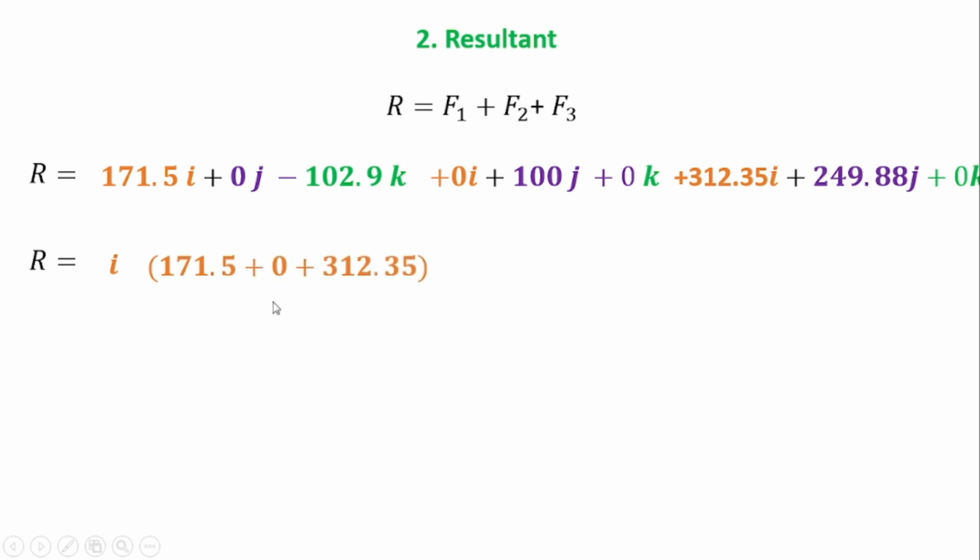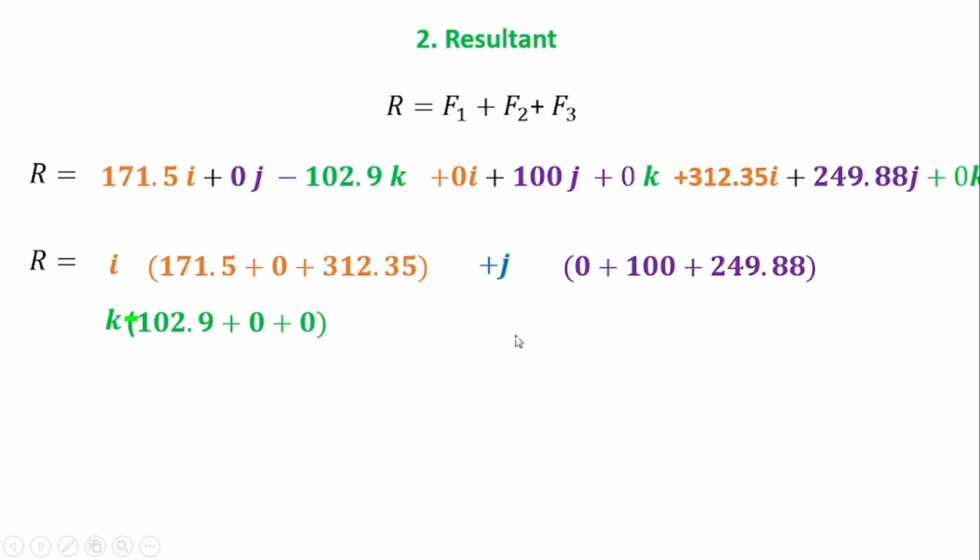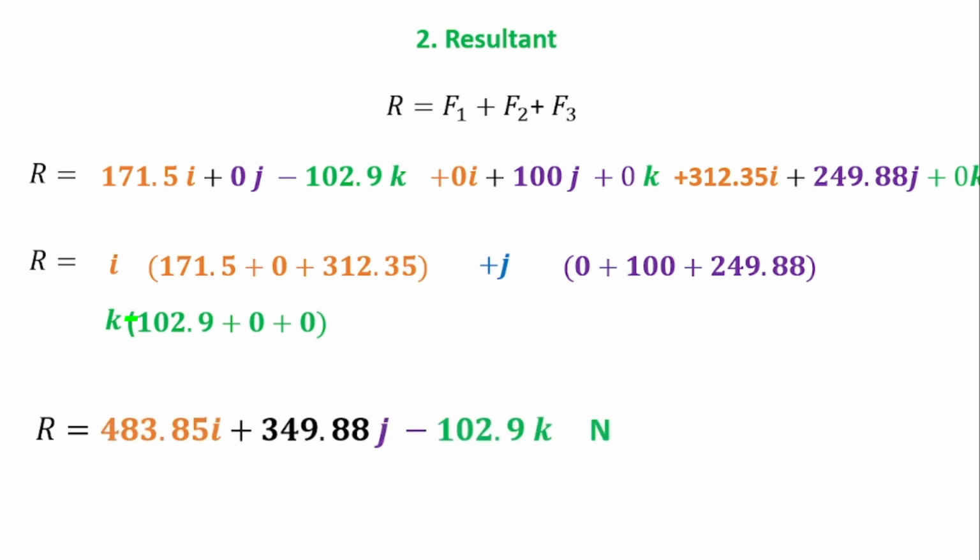Colors will help you to identify. The next term is j. Add 0, 100, and 249.88. This is the second term. And the last term is k. Add the green terms: minus 102.9 plus 0 plus 0. So this is the final term. So here we get the values as 483.85i plus 349.88j minus 102.9k. Then the final unit of the resultant is Newton.